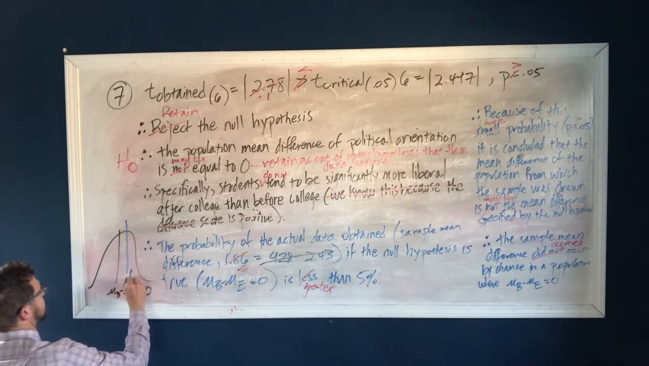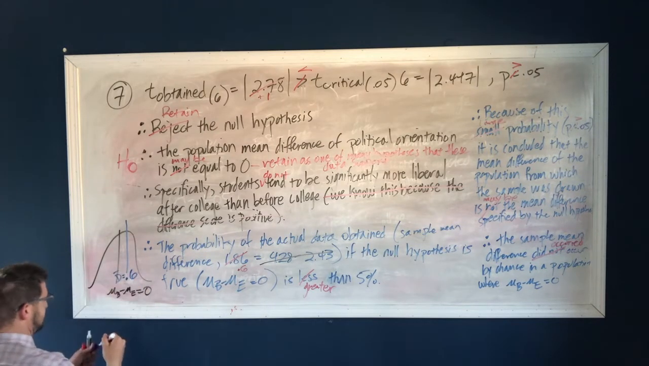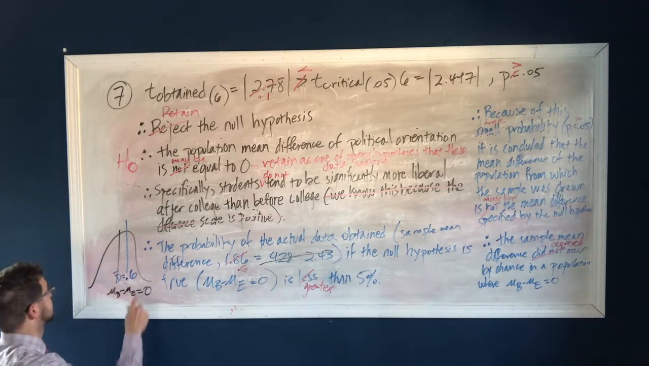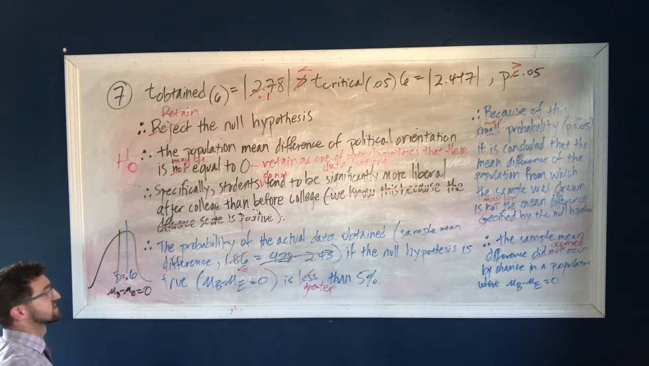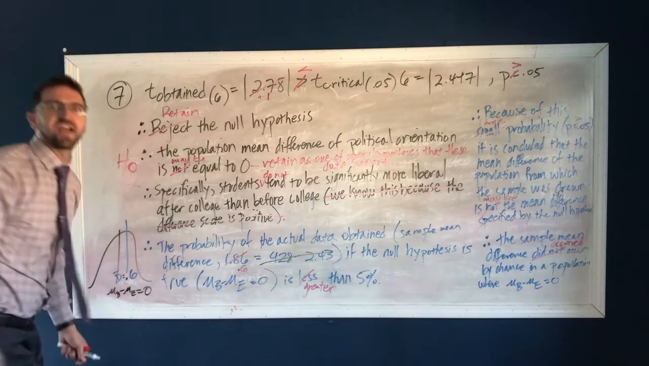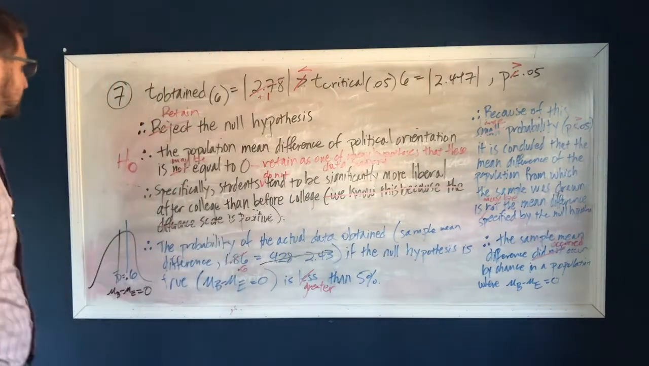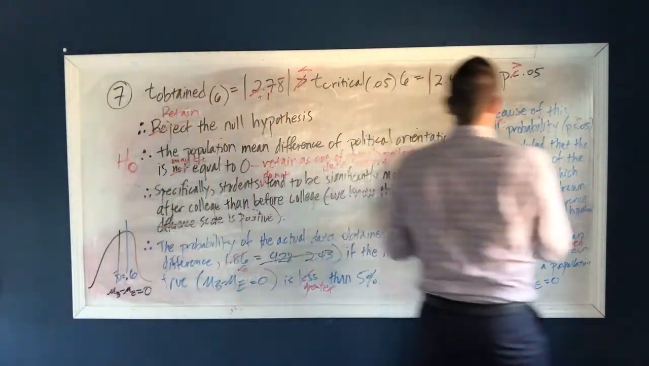And we had our sample mean difference of 0.6. So the probability of getting our sample mean difference, let's say it was 0.6, if the null hypothesis is true, is greater than 5%. Okay? Now let's do this one.